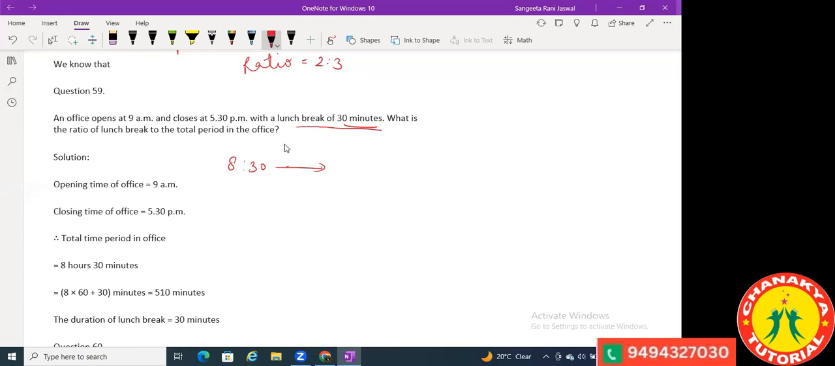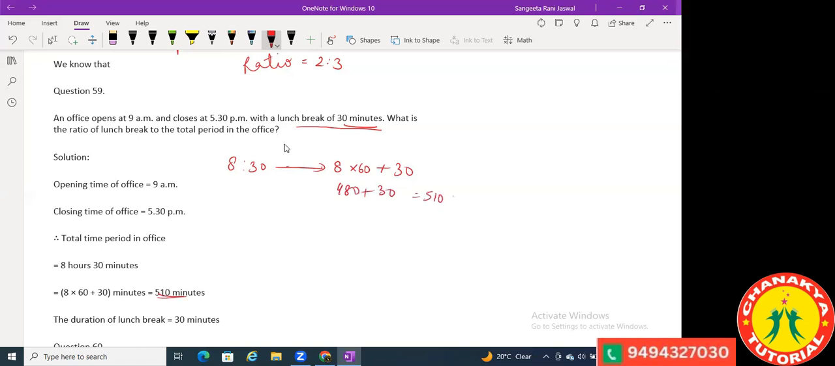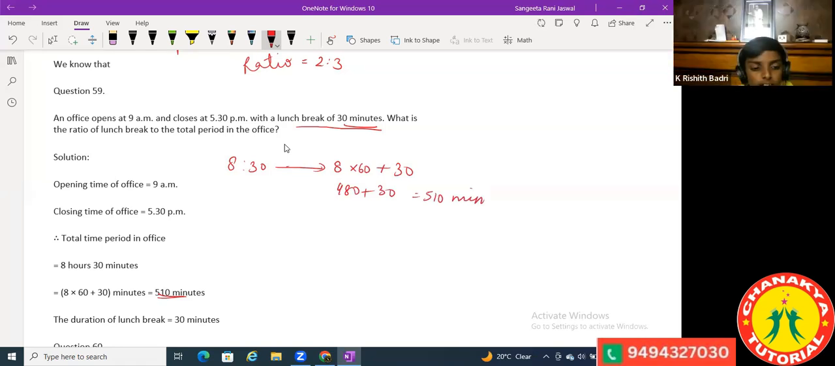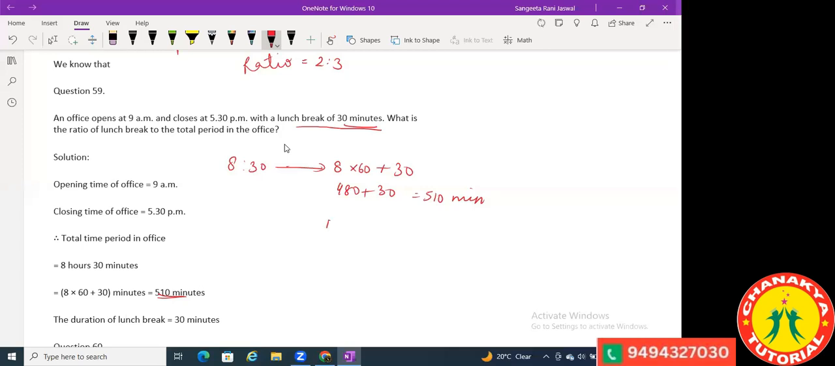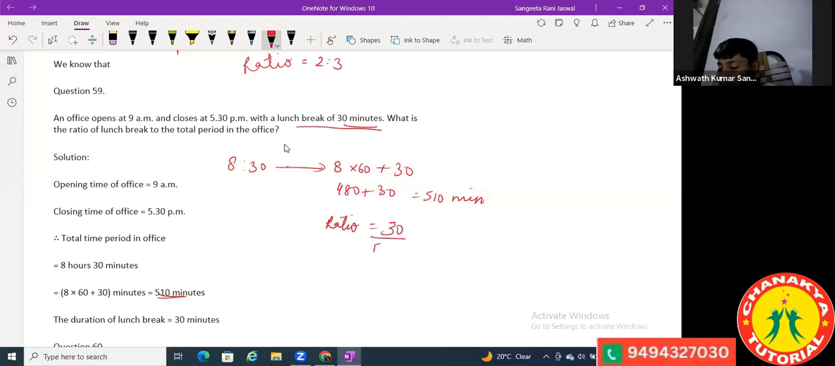Okay, so you convert this. When you convert 8 hours to minutes, that will be 8 into 60 plus 30 minutes. So 8 times 6 is 48, then 0, plus 30, that's 510 minutes. Now you can find the ratio of lunch break, 30, to the total period, 510. We can cancel the zeros. So that is 30 minutes by 510.